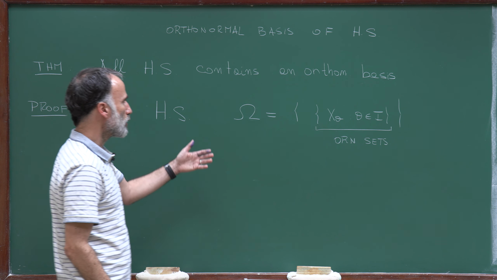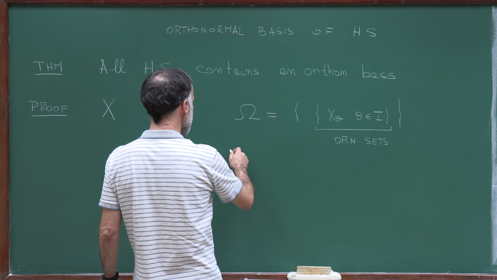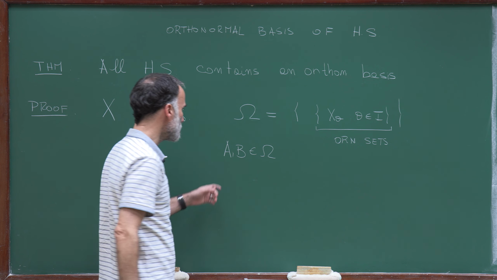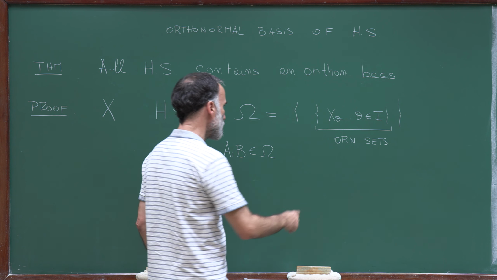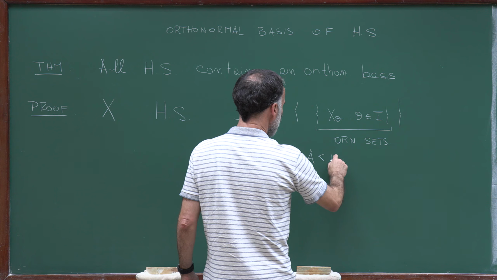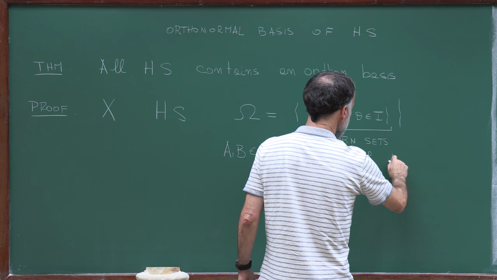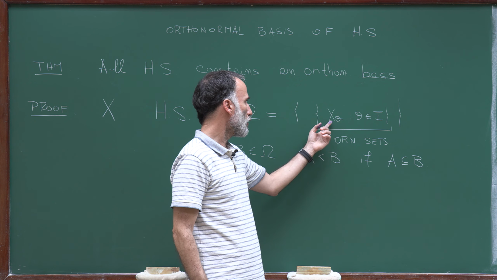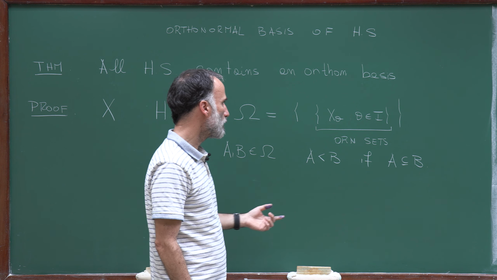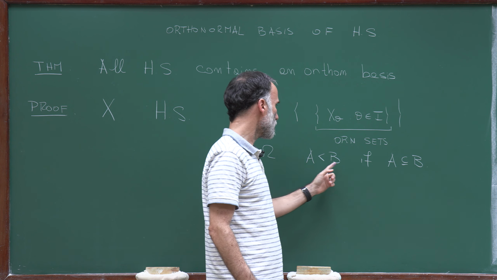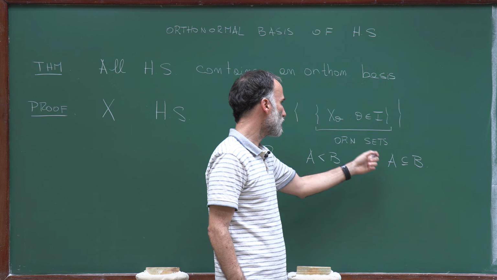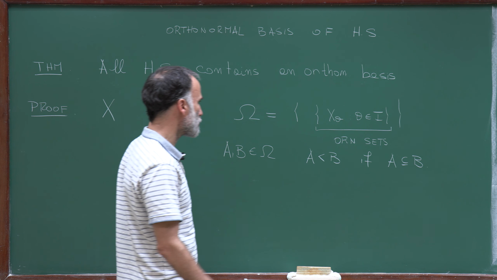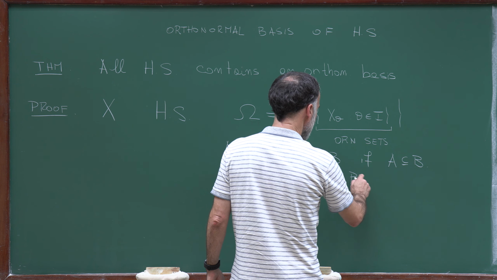And I will introduce a partial order in omega. So if I have A and B, two elements of omega, this means that A and B are orthonormal sets, I would say that A is smaller than B if A is contained in B. So if A is a set of orthonormal vectors of X, well, A will be smaller than B if all these elements of A are also elements of B. So that clearly defines a partial order.